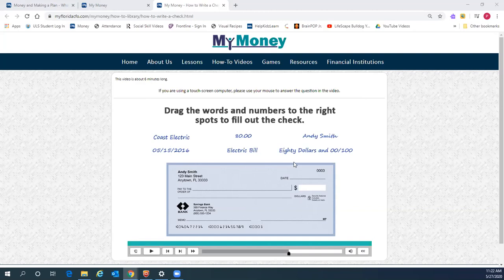And then we're going to find out where we write out the words. Where would we put a note that this is for the electric bill? And where does Andy sign his name? Let's see.